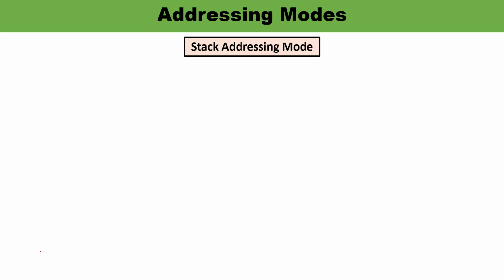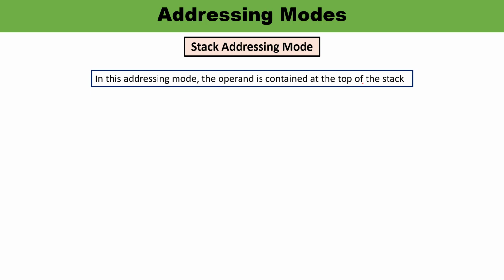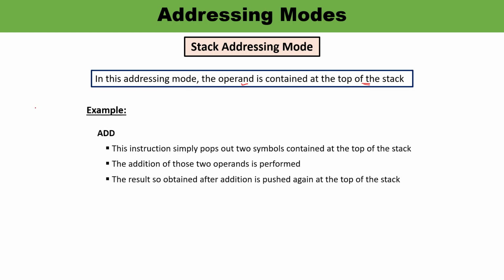Stack addressing mode. This is very interesting. In this addressing mode, the operand is contained at the top of the stack. Suppose, for example, we have written the instruction add, what does it mean? The operation is being performed on the top of the stack. Suppose this is the stack. If two values are available, 1 and 2, the addition operation is performed. So this instruction means pop out these two values, then addition of these two operands will be performed and the result will be pushed again at the top of the stack.